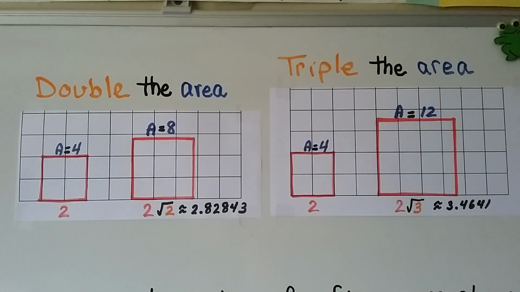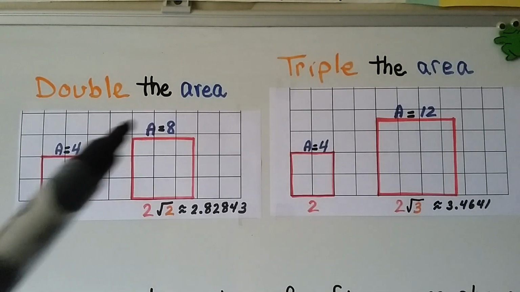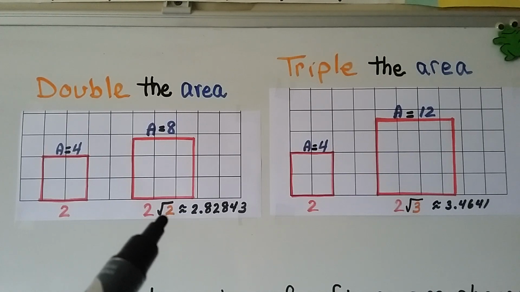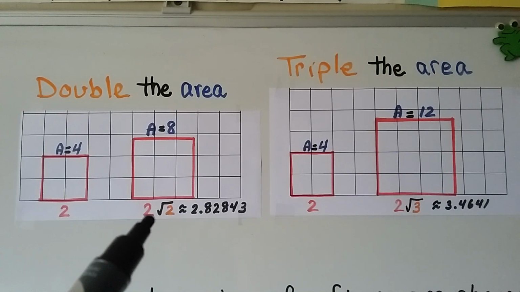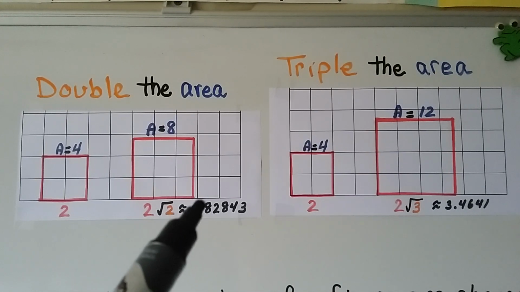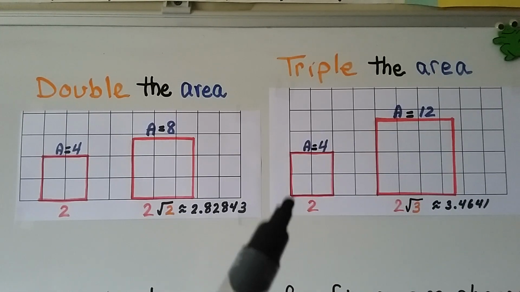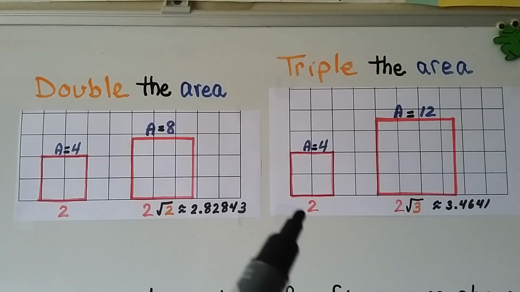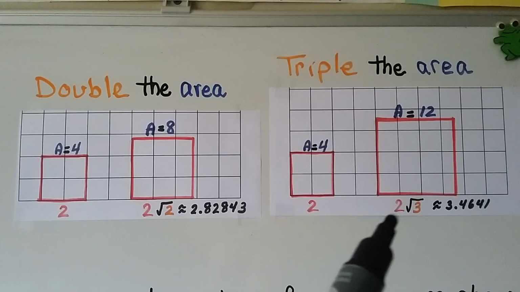So here's what's happening. If we've got an area of 4 and we double this area to an 8, this side length 2 is multiplied by square root of 2. So that means all the sides are this measure, aren't they? Because that's a square. That's the definition of a square. If we triple the area from a 4 to a 12, what's happening to the side is we're multiplying it by square root of 3. So all the sides are equal to 2 square root of 3.